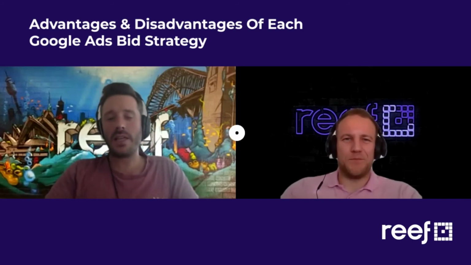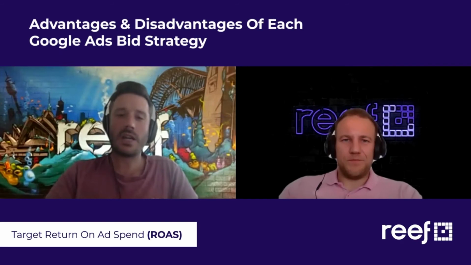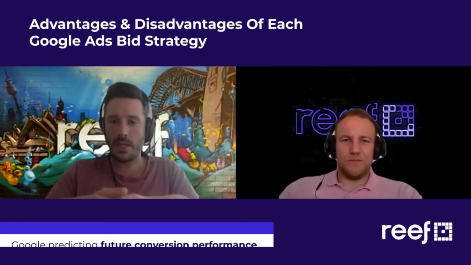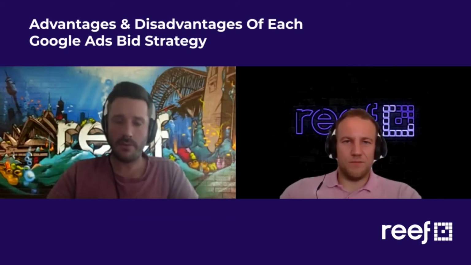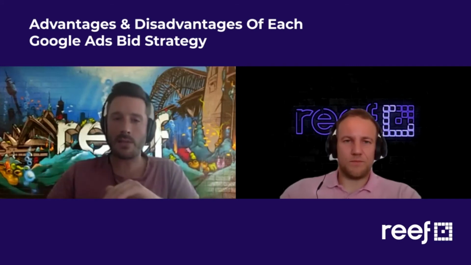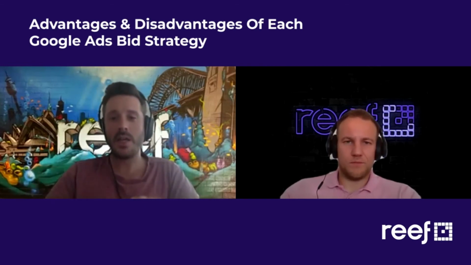So next one is target ROAS, or target return on ad spend. This is nearly identical to target CPA, but instead we're looking at a return on ad spend. Here Google's predicting future conversion performance and conversion value performance. With this strategy though, we can set minimum and maximum bid limits, which is great. We can still tell Google, hey, I don't want to spend $200 on a finance keyword.